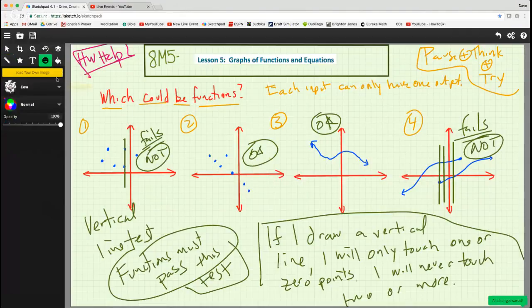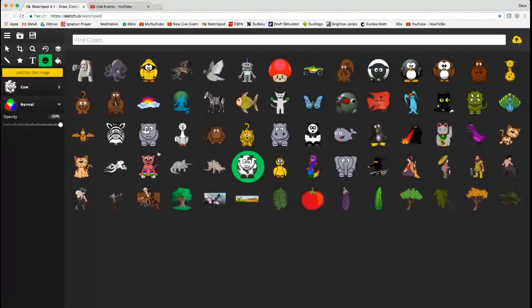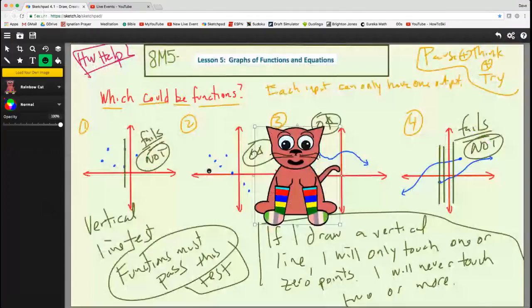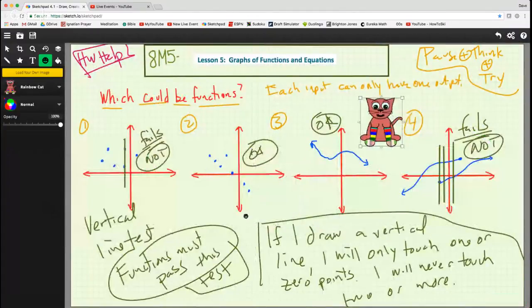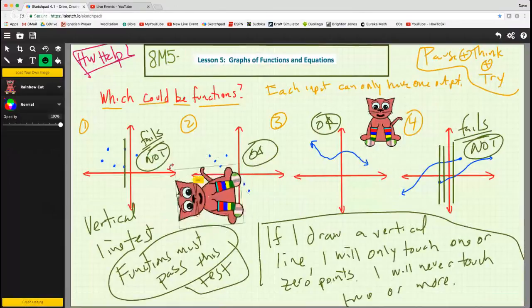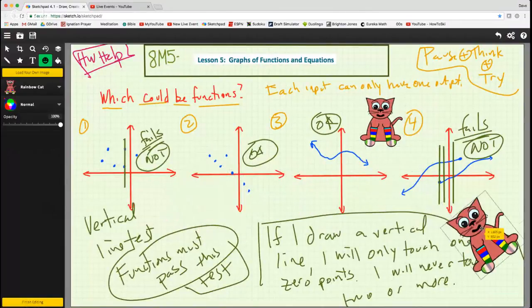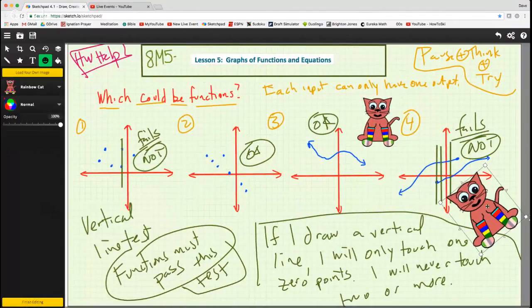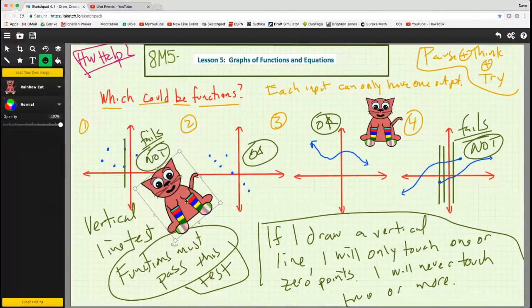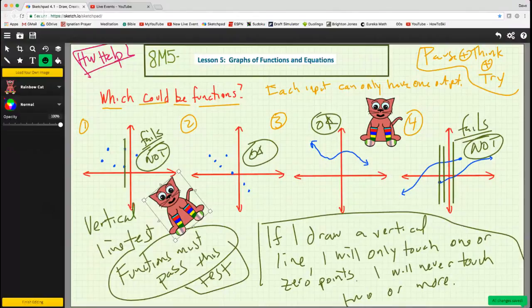And you know what? I have not laid down a happy cat yet. So I just want to lay down a happy cat because, you know, happy cat, happy math. I love teaching math and I love my happy cats, and they just kind of remind me that math can be fun and I don't always have to be so serious.